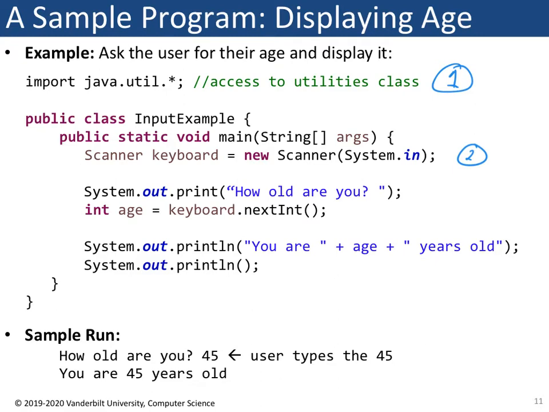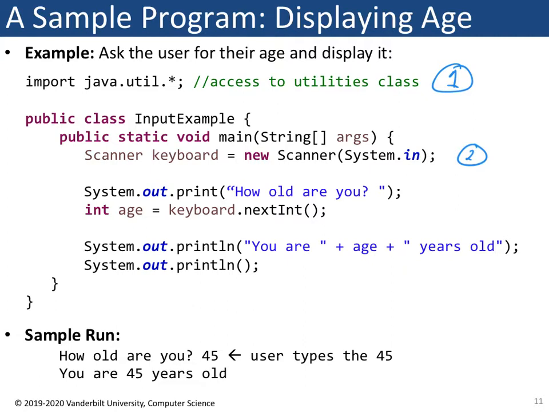So then, to prompt the user, we print to the screen, how old are you? Now notice, we're using a print statement, not a println statement. Therefore, the cursor is going to remain at the location after this space. So the cursor will remain right here. And you can see that in the sample run. So it prints out, how old are you? And then the user begins to type, and it shows up just after the space following the question mark.